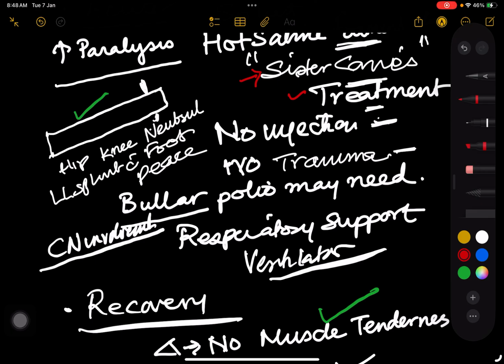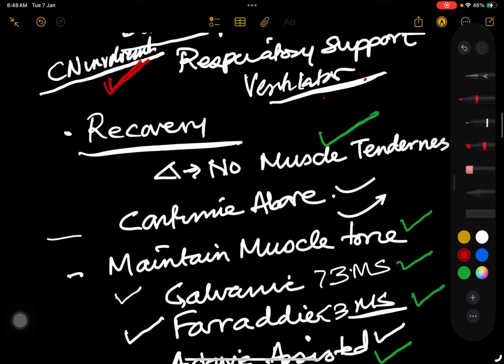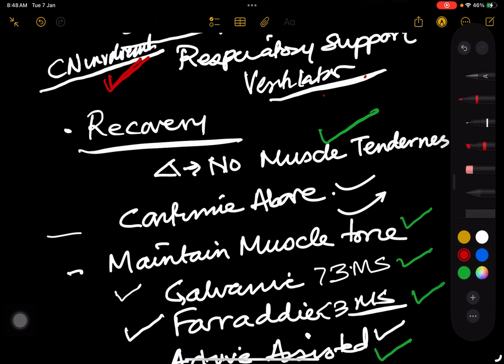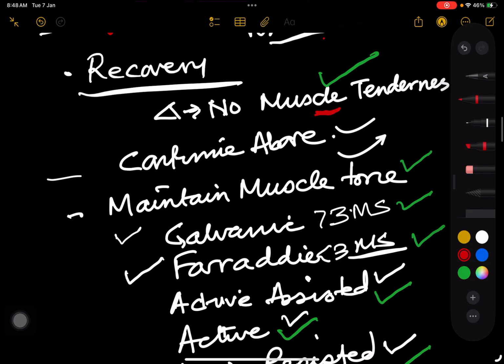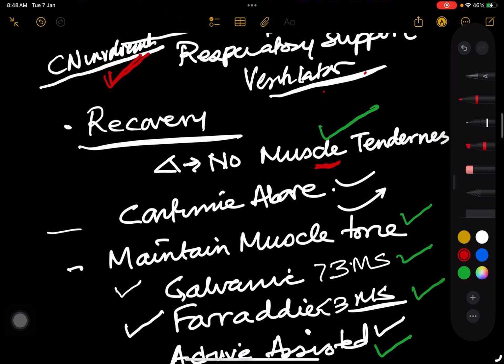And look for bulbar polio. If cranial nerves are involved, you must transfer the patient to a place where there is respiratory support or a ventilator. Now you recognize the recovery phase by the absence of acute muscle tenderness. You continue the treatment of splintage.